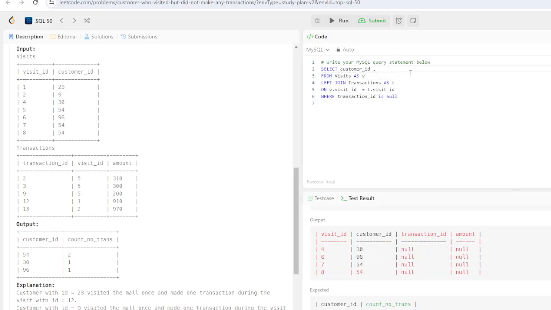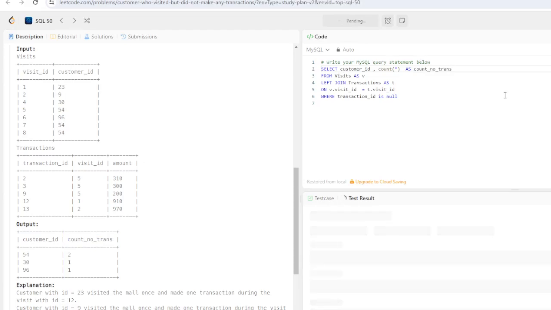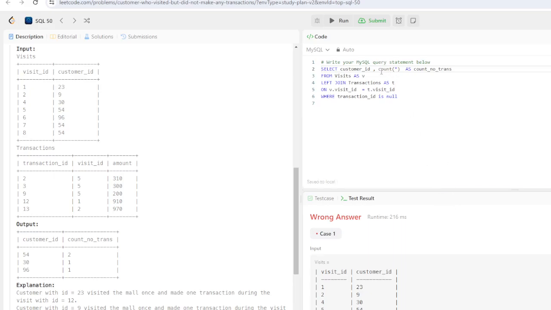So I will say count star, or you can put the one. I want to give this an alias. Now let me just run this. There is an error, so definitely I need to do group by as well.